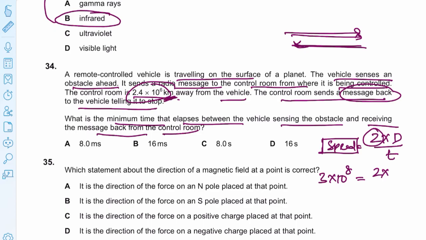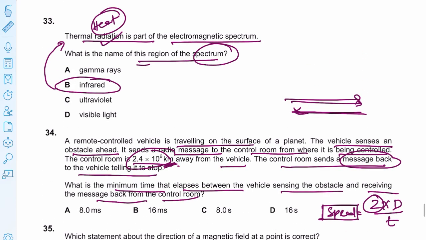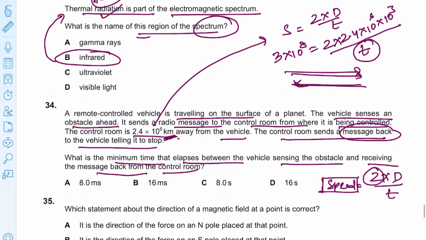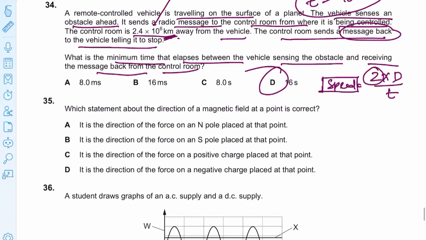Kilometer to meter will be converting. One second please, I'm writing it here. So speed equals 2 times distance over time. The speed of the radio wave is 3 times 10 power 8, and 2 times distance will be 2.4 times 10 power 6, with kilometer to meter 10 power 3 coming over t. We need to find the value of t, right? So when you rearrange it, t equals, check with the calculator, you'll get 16 seconds. So this will be the option. Got it? Yes.